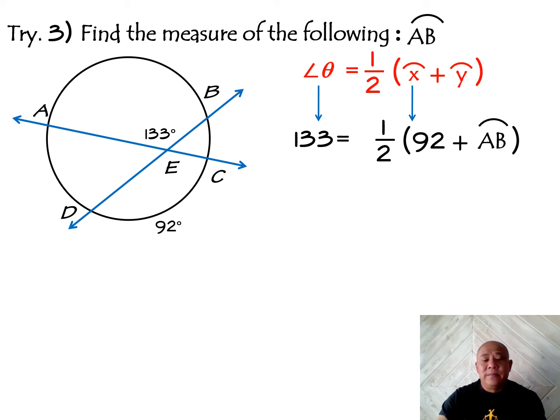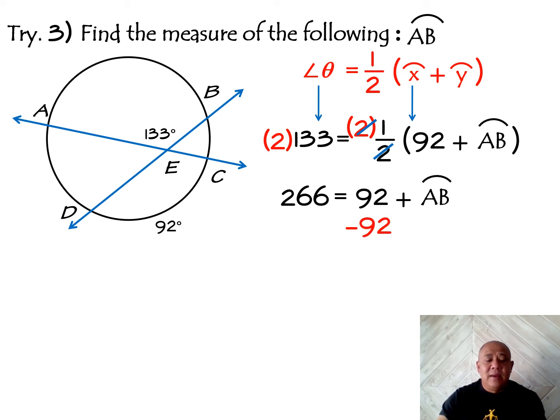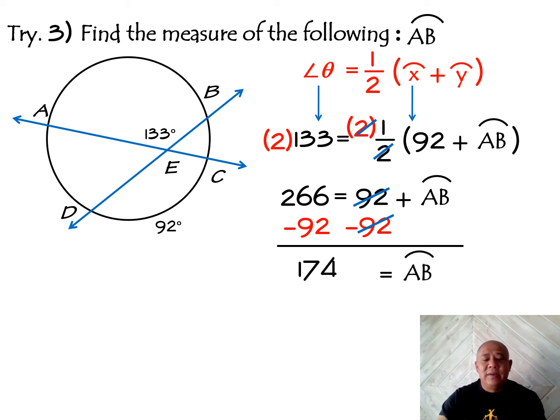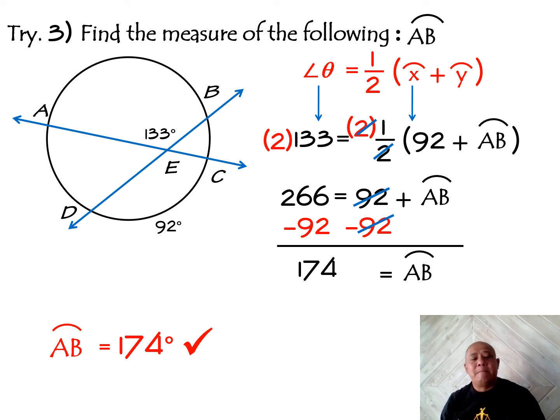So here, the first step is to get rid of that 1/2, and I'm going to multiply by 2 on both sides. That gives me 266 equals 92 plus AB. Minus 92, minus 92, cancel it out, and I get 174. So AB is 174. If you got that, good for you. Now it's time to move on to the last example, which is example 4.